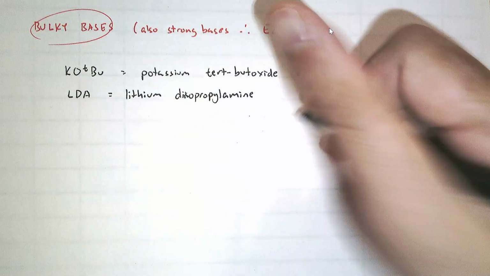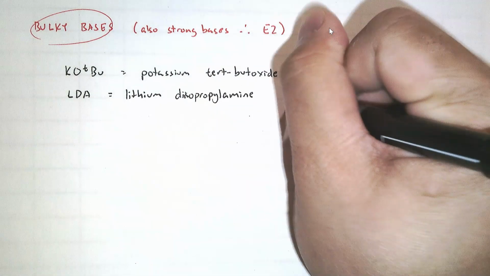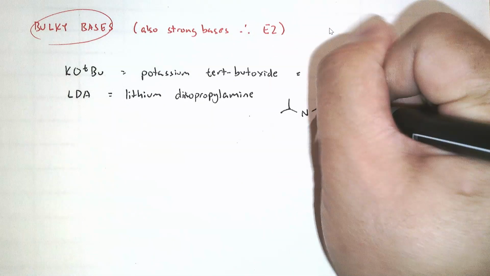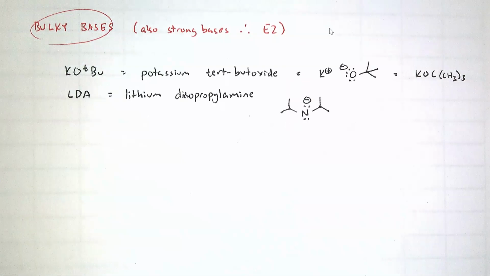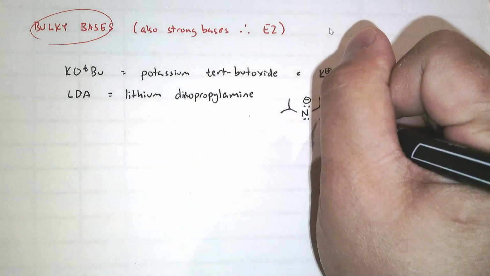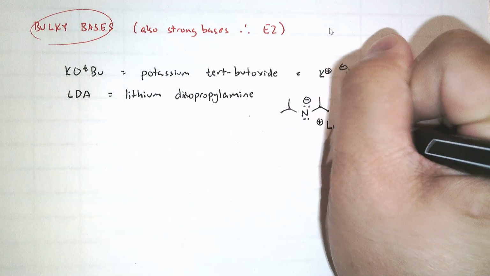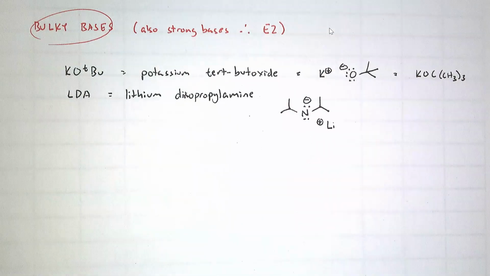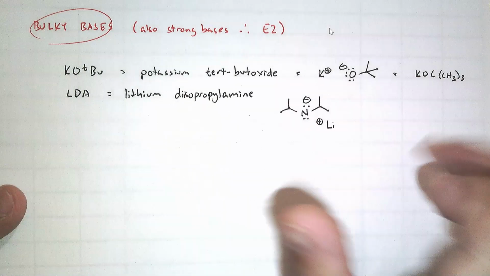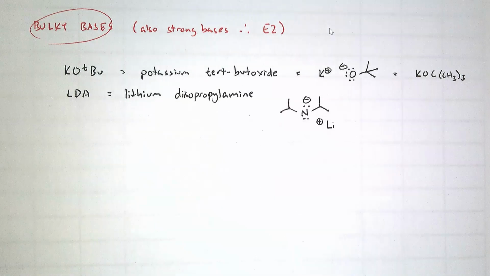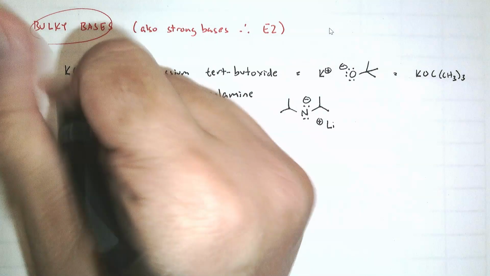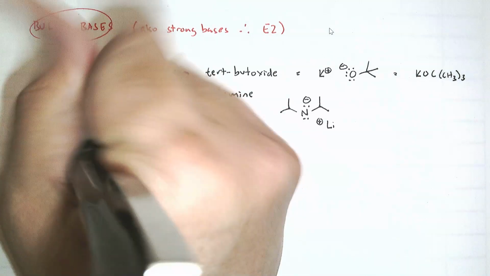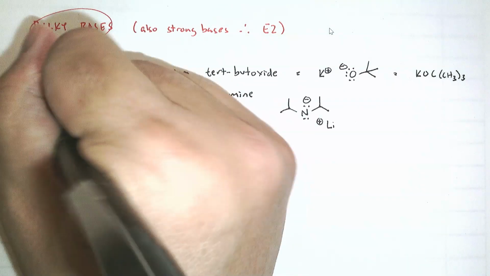Look how crowded this one is. N, 2 isopropyl groups. We have a negative charge for the nitrogen, and then lithium, Li, as a counterion. That's a bulky base. And there's one that's rarely taught, but I like it a lot. I've used it, DBU. And DBU looks like this.